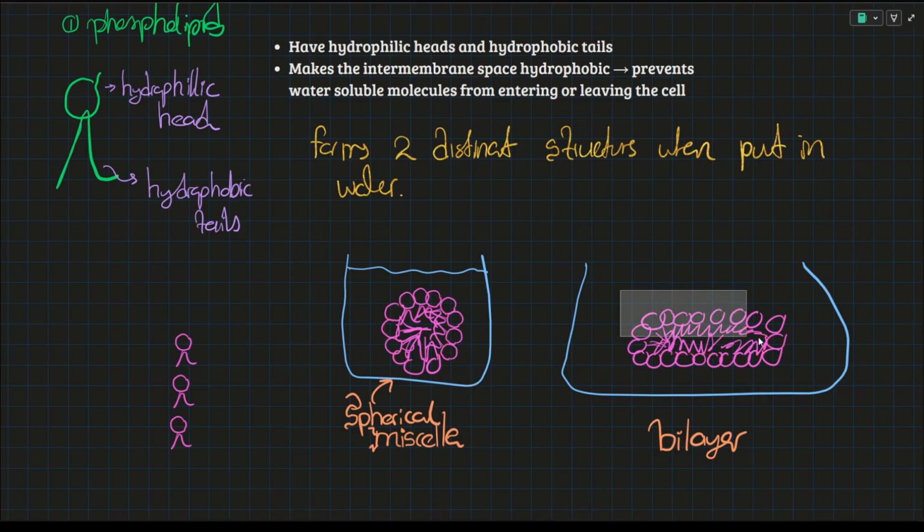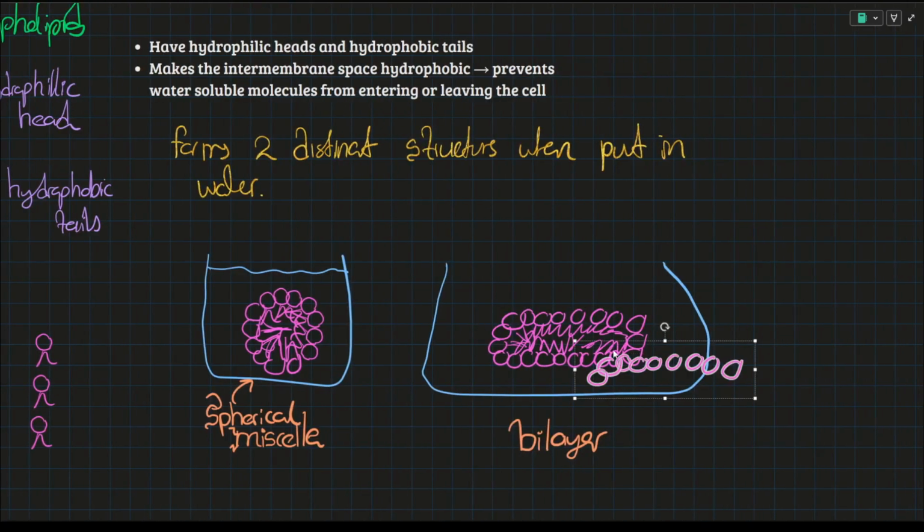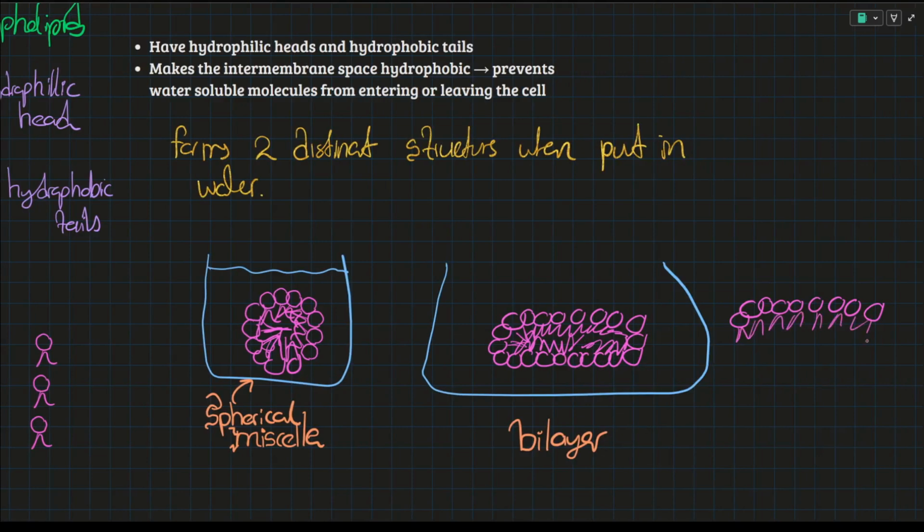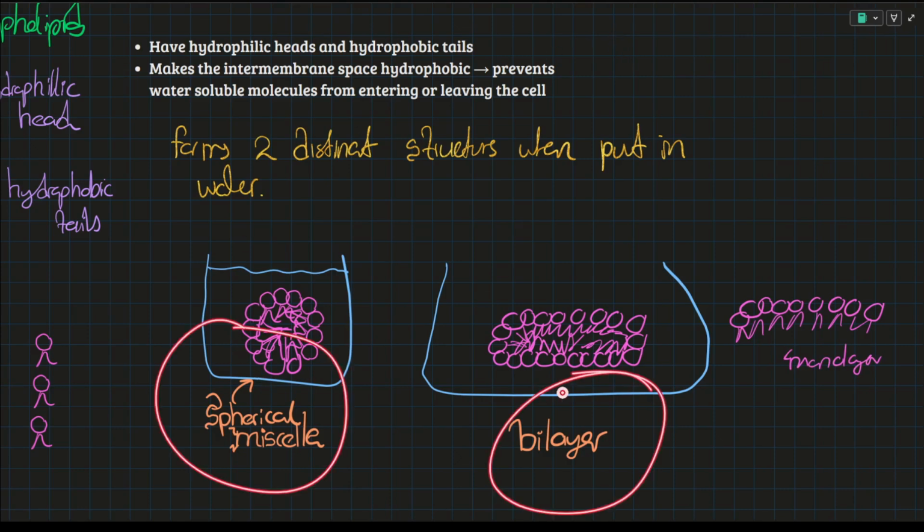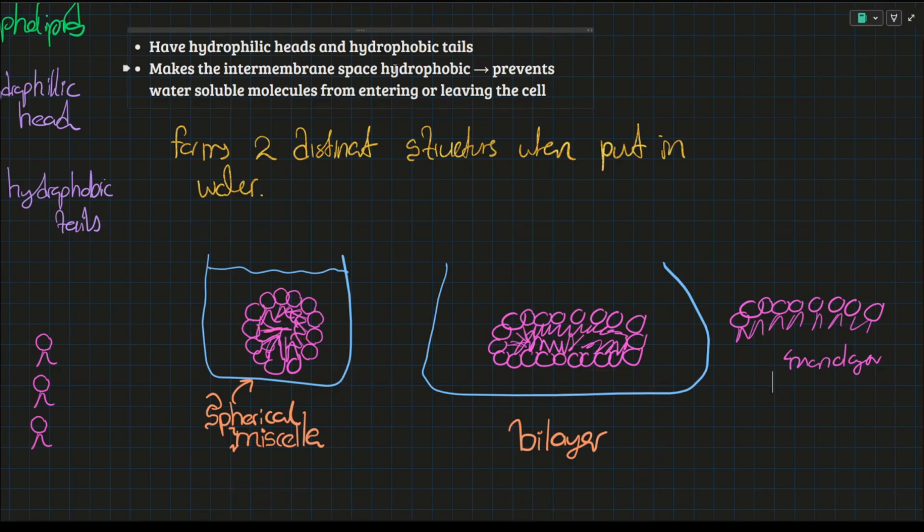Now, if you just take one part of these things, you can even say that they can form a monolayer. Okay, but the most important structures that they're going to form are the micelle and the bilayer. Okay, that is about phospholipids.